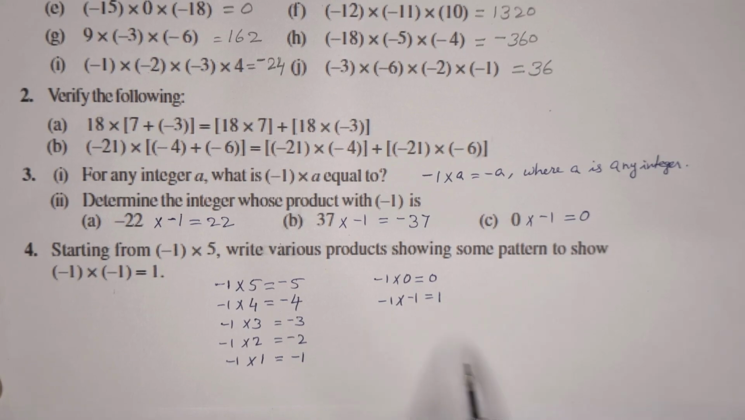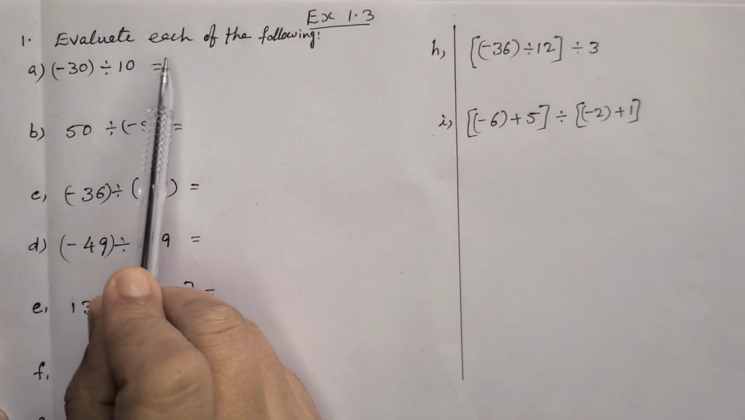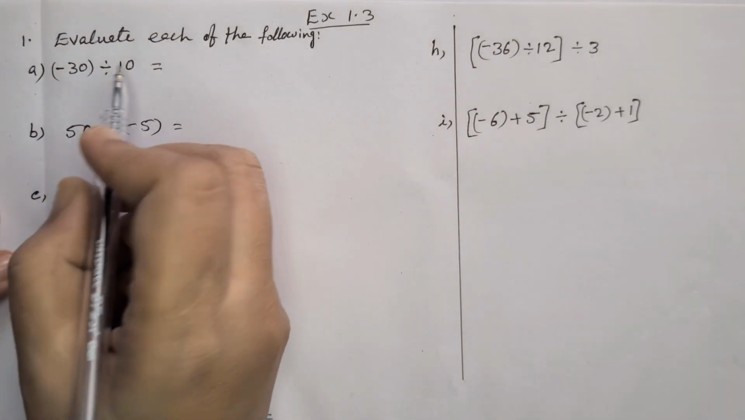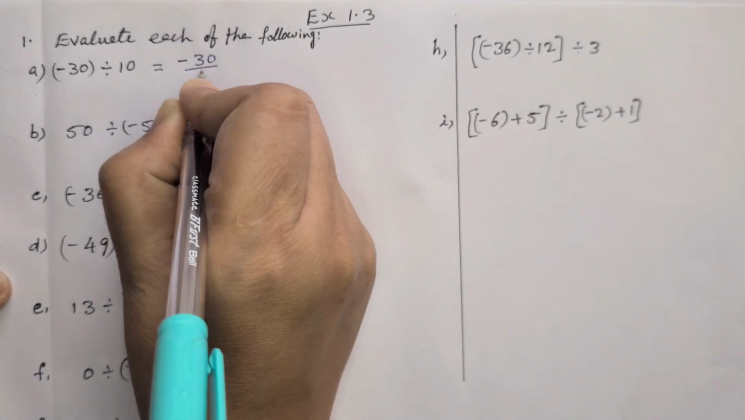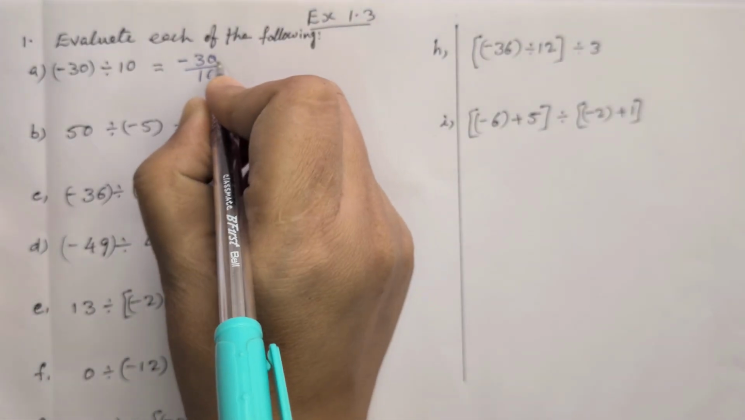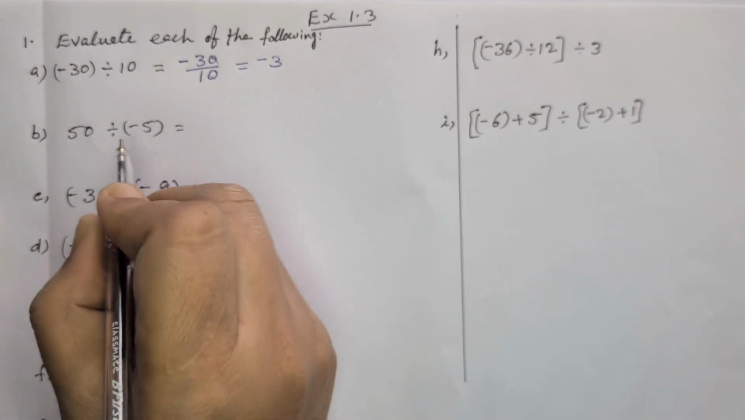So this is the pattern starting from minus 1 into 5 until minus 1 into minus 1 is equal to 1. Exercise 1.3. Evaluate each of the following. First one, minus 30 divided by 10. We can divide numerator and denominator by 10. So it will come minus 3 by 1, that is equal to minus 3.